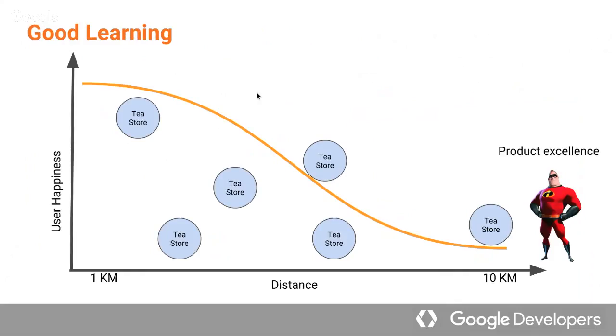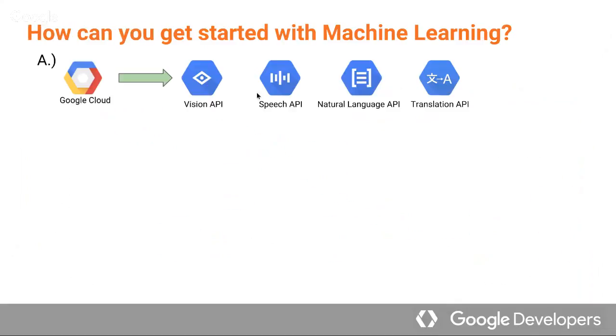Now, a good learning is always like this, like the graph that you are looking at. It's not a straight line that's too rigid, but it's a curve that passes through the nearest points and makes this sort of shape, basically. That is how I can reach product excellence.